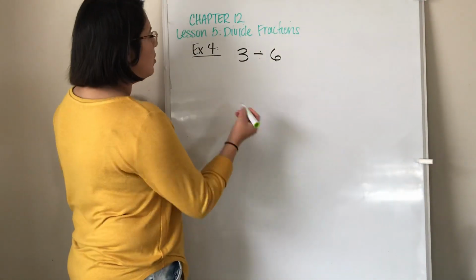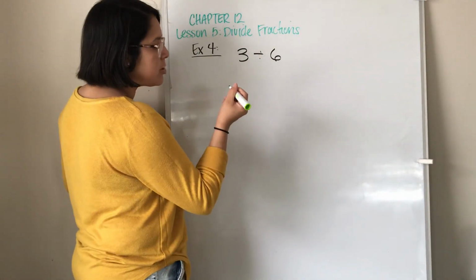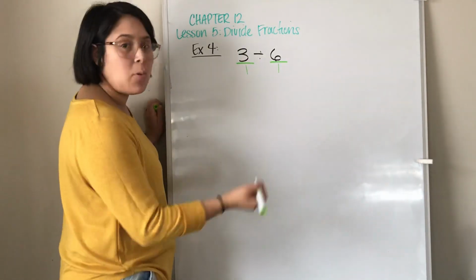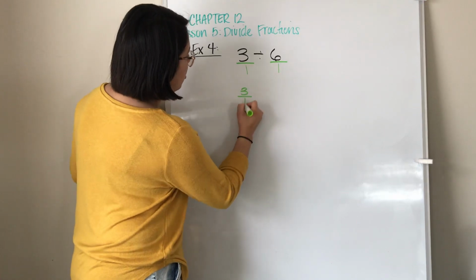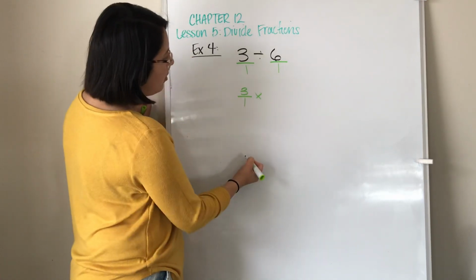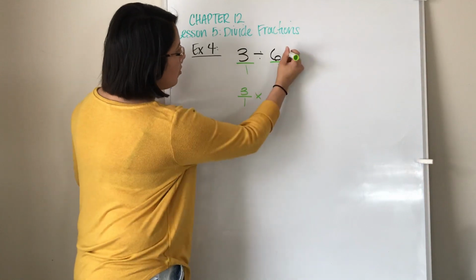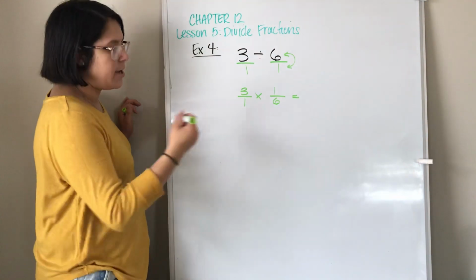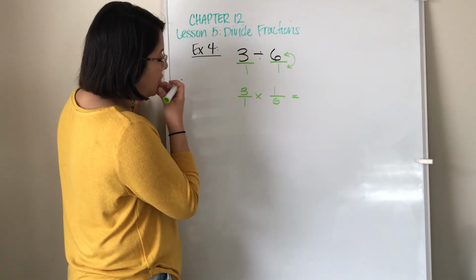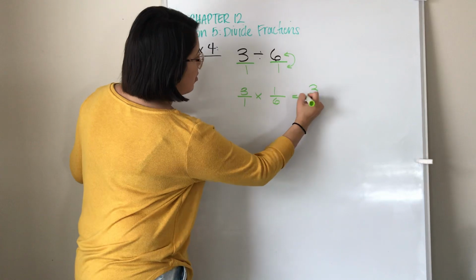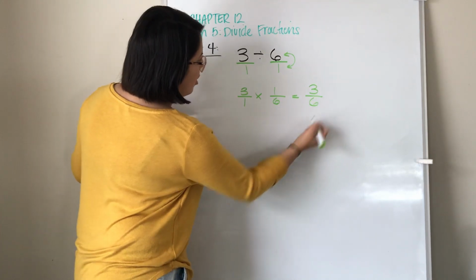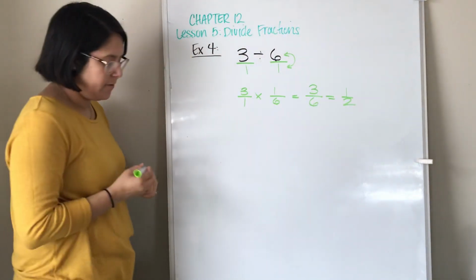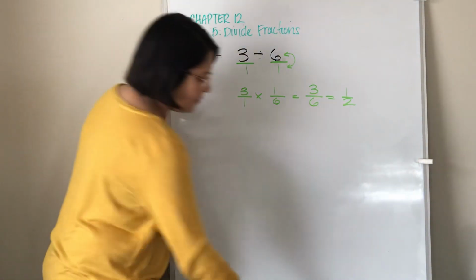So again, what do I do when I see these numbers by themselves? I draw my 1 underneath. And then step 1 says, rewrite it by multiplying by the reciprocal. I need to switch these around. Step 2, multiply the numerators. Step 3, multiply the denominator. Step 4, simplify.